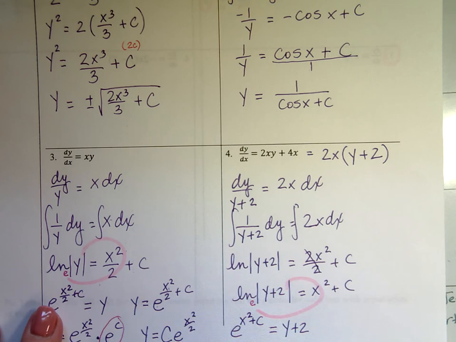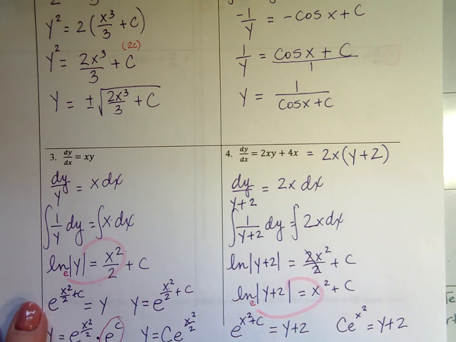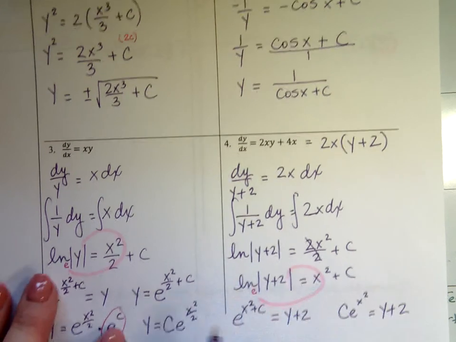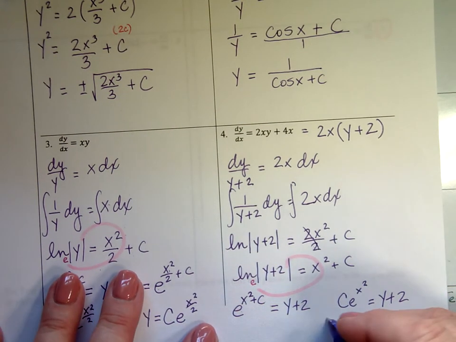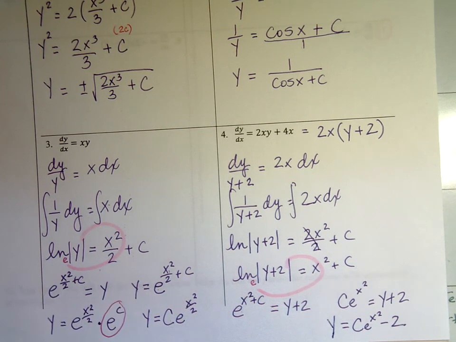All right, let's change this side to what it should look like in this better form. That would be c e to the x squared equals y plus 2, right? Because it'd be e to the x squared, e to the c, that's still a c. So it's c e to the x squared. How do you solve for y now? That's pretty simple in the scheme of things. Y would equal c e to the x squared minus 2. You take the 2 out of there, and that gives you your equation. And there you go. So they are the examples for section 7.6.